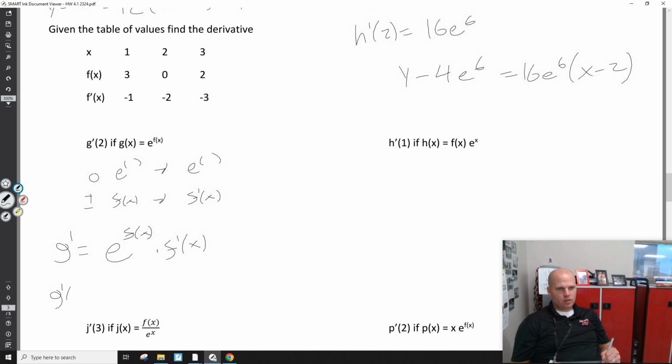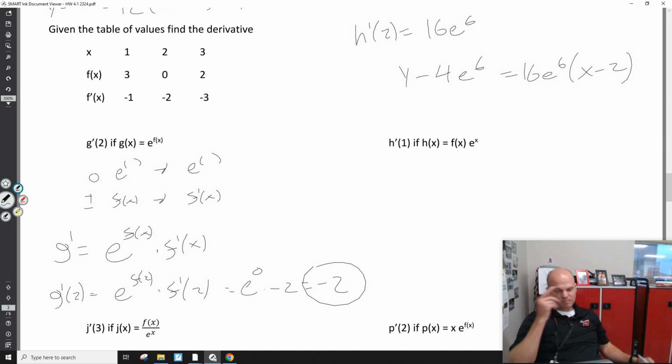If I plugged in 2, I get e to the f of 2 times f prime of 2. This is where we go to the table. F of 2 is 0. F prime of 2 is negative 2. I'd get e to the 0 times negative 2. The answer is negative 2. That's the answer I'd want you to get.